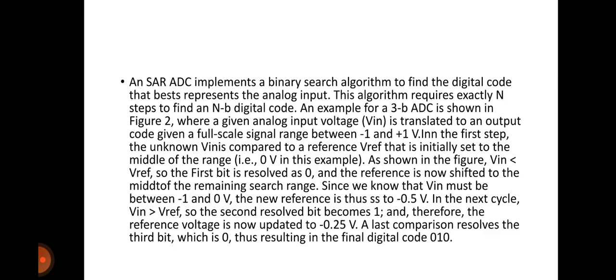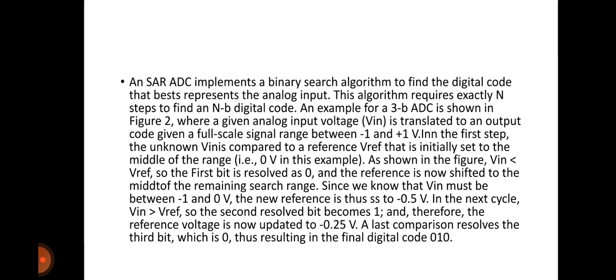A SAR ADC implements a binary search algorithm to find the digital code that best represents the analog input. This algorithm requires exactly N steps to find an N-bit digital code. An example for a 3-bit ADC is shown in figure 2, where a given analog input voltage Vin is translated into an output code given a full-scale signal range between -1 and +1.